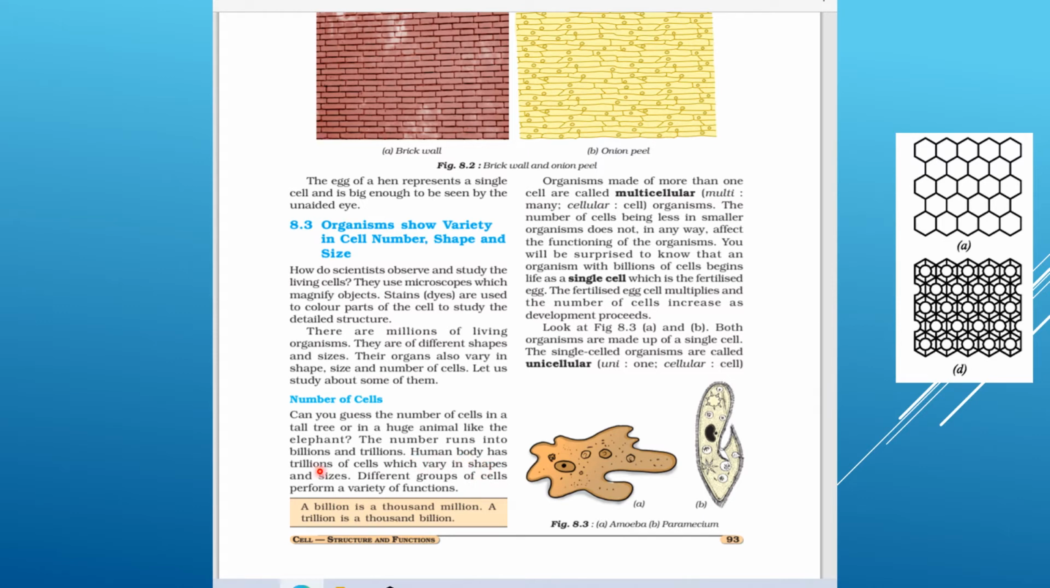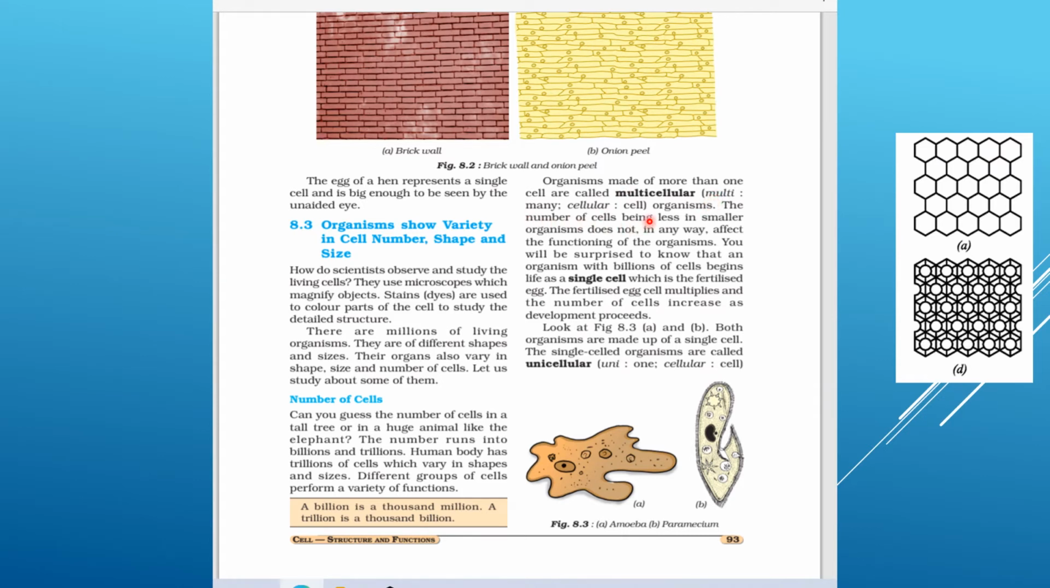The human body has trillions of cells and they vary in shape and size. Different groups of cells perform a variety of functions. We will study the different shapes of the cells in the next slides. Organisms are made up of more than one cell.